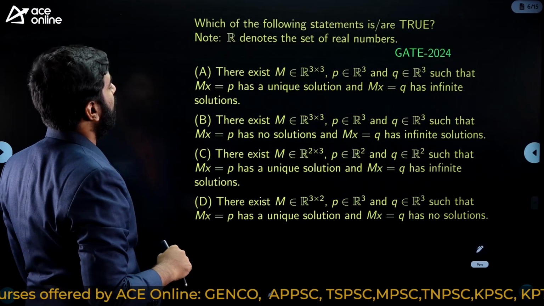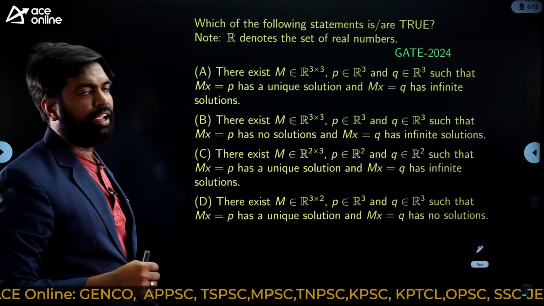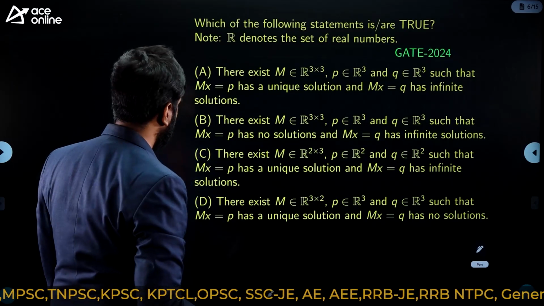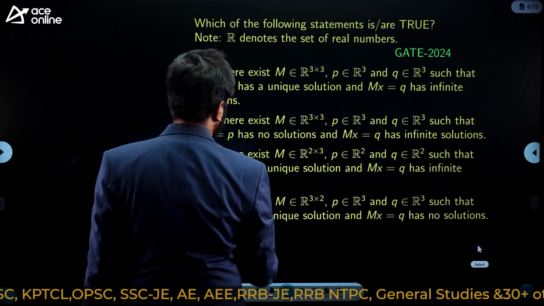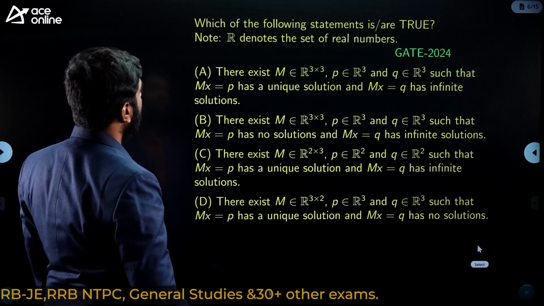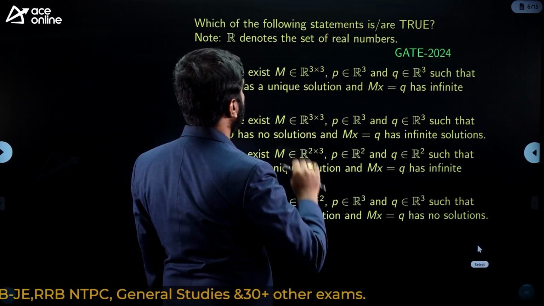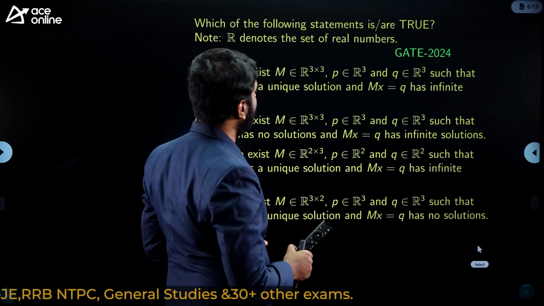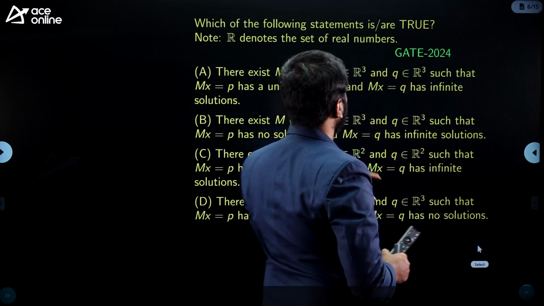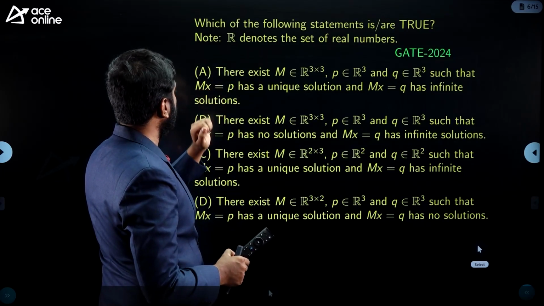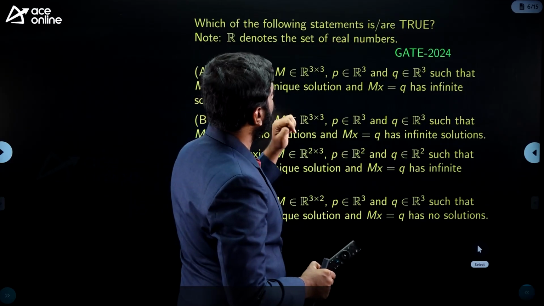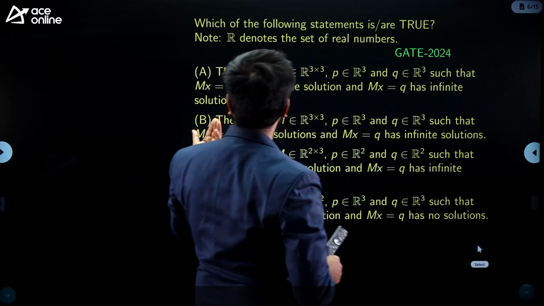Which of the following statements is true? Again it's an MSQ. Note, R denotes the set of real numbers. So we need to examine each and every option, a very beautiful question again. What do the options say? They say there exists M which belongs to R power 3 cross 3, meaning M is a 3 cross 3 matrix. Here P is a 3 cross 1 vector, Q is a 3 cross 1 vector, such that Mx equal to P has a unique solution and Mx equal to Q has infinite solutions.